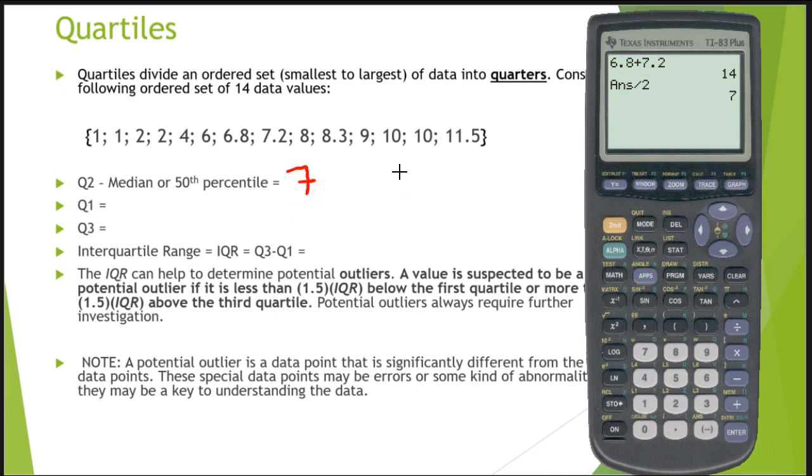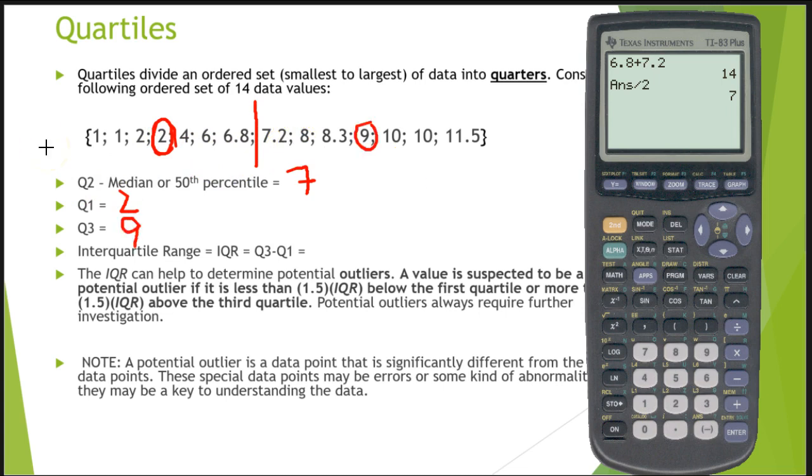Once we have that, we can find the first quarter. So I'm actually going to draw a line down there. So that's our Q2. Q1 is going to be the middle of these. So Q1 is going to be 2, this number here. Q3 is going to be 9.